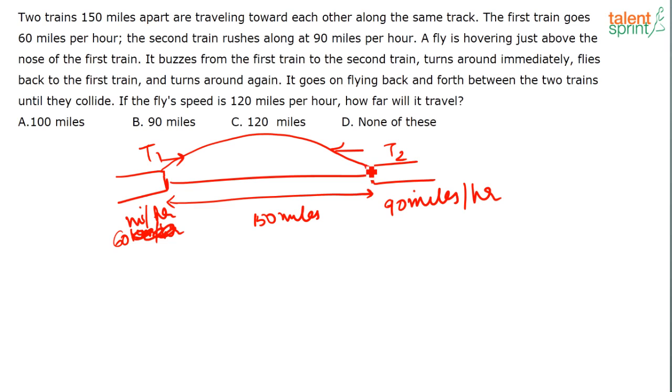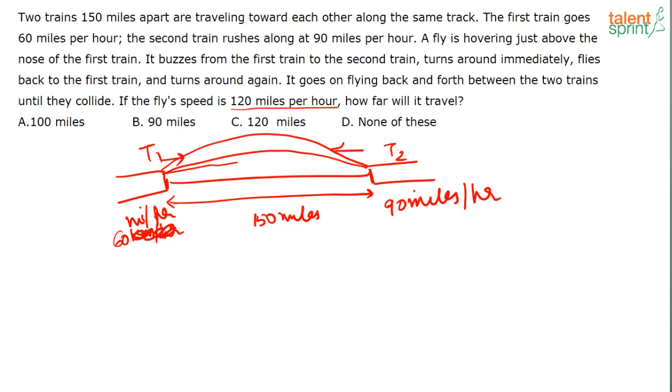Then what it does, it goes back from the second train to the first train, to the second train, till both the trains meet, right? It keeps on moving from one train to another. That is what is given in the question. And at what speed is the fly traveling? The fly is traveling at a speed of 120 miles per hour.